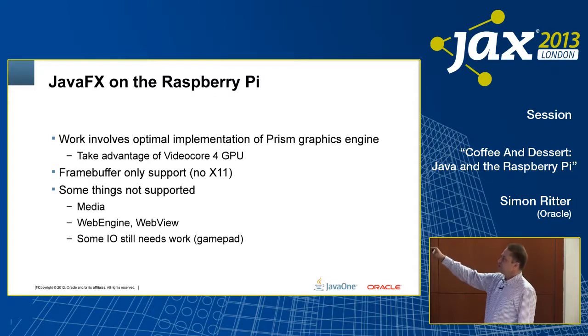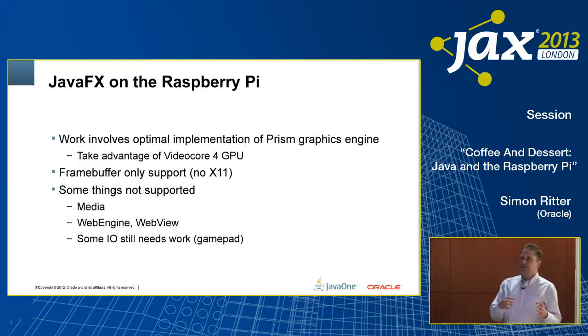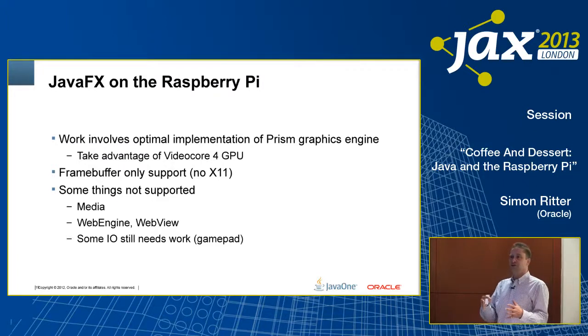A couple of things that are not supported. So we don't support media playback, so you can't run videos on the Raspberry Pi using JavaFX at the moment. That is something we might get around to in a couple of months after JavaFX 8 comes out. Web view is really about size, because we would need to bring in the WebKit rendering engine, which is pretty big. And so again, we could do that. It's not technically difficult. It's just finding the engineering time to do it.